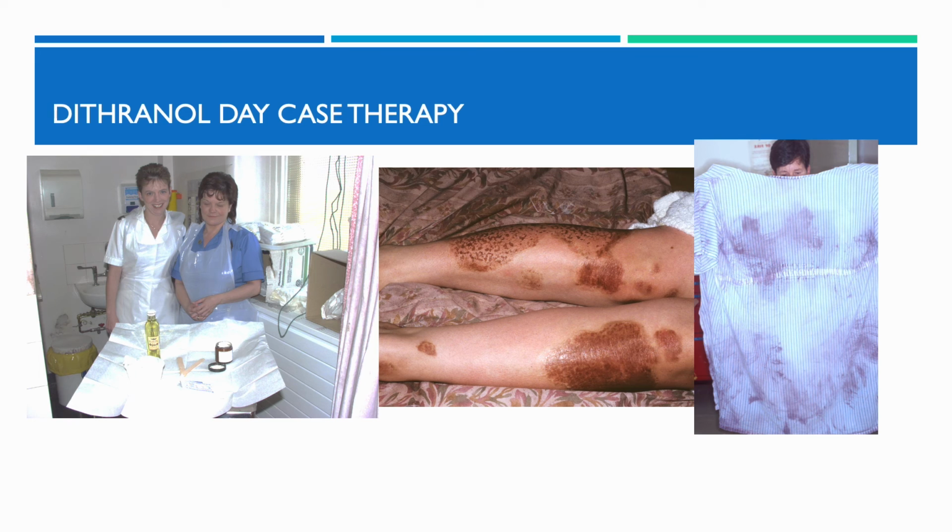Dithronol makes the skin turn this brown colour, but the important thing is that the patches are flattening. And once the patches are completely flat and you can't feel any psoriasis, the dithronol has stopped. The staining will take about a week to go, and often there'll be a long remission, a better remission than with any other topical treatments. So it still is available in some areas, but it needs expertise, time, and commitment from the patient.